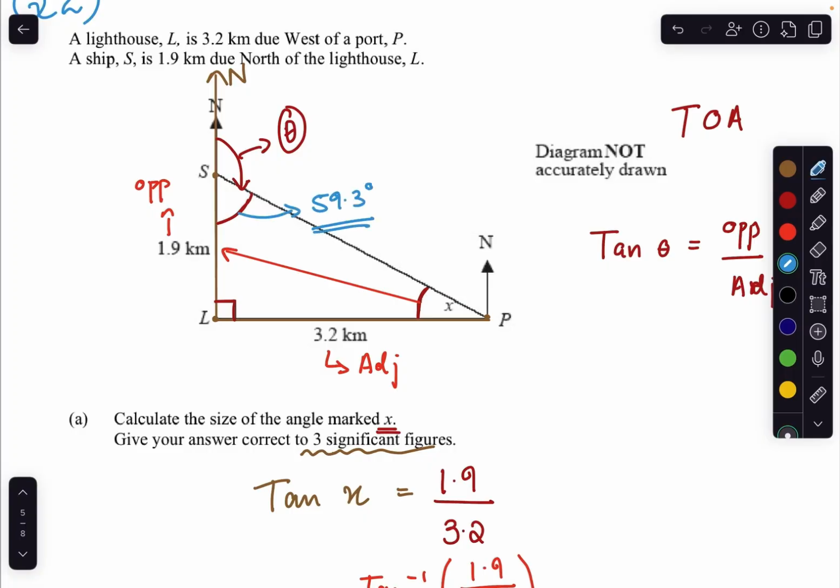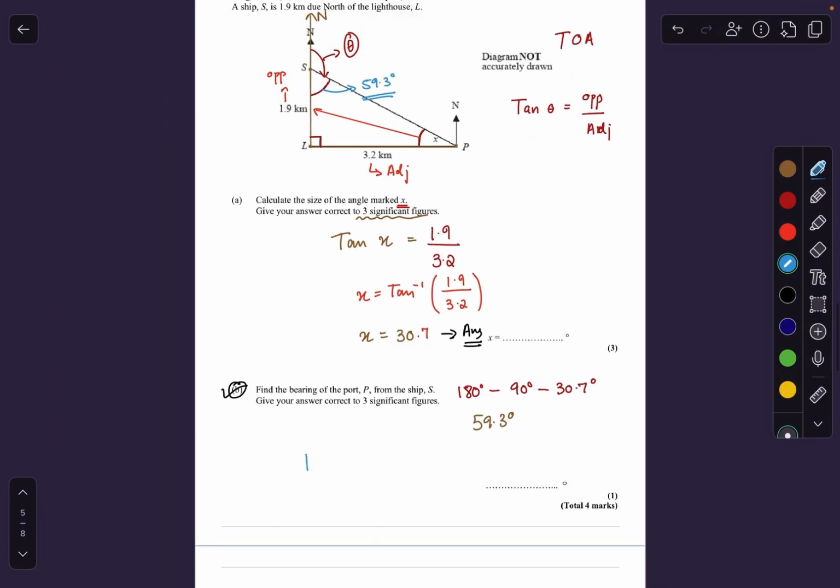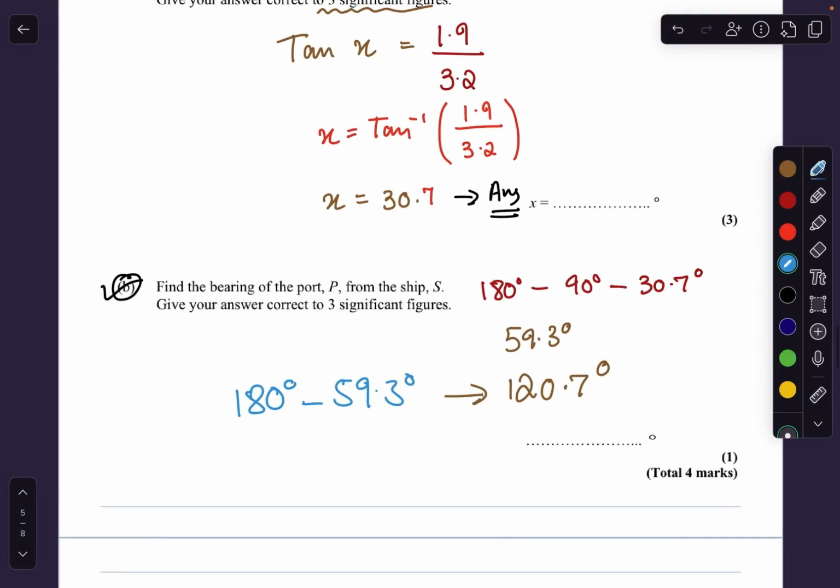As we got this angle, again it's a straight line. As that's a straight line, we simply do 180 degrees subtract this 59.3 degrees, and from the north of that we'll get the answer, the bearing from the ship S to the port P. Subtracting it down, that would be 120.7 degrees. Again, we are giving the answer to 3 significant figures, so we'll round it to three numbers. That would be 121 degrees while rounding it up. That would be the answer for this question.